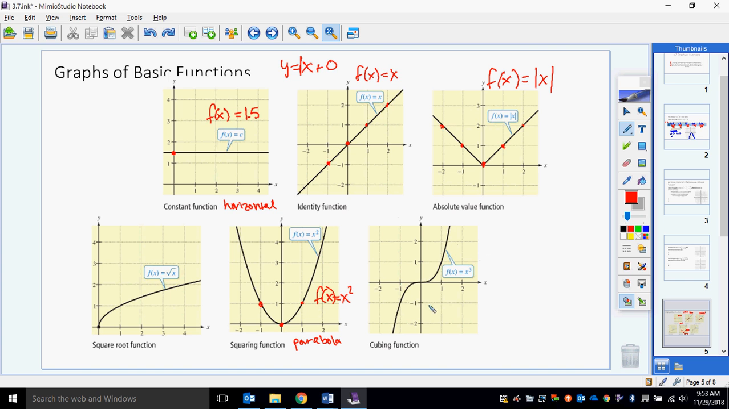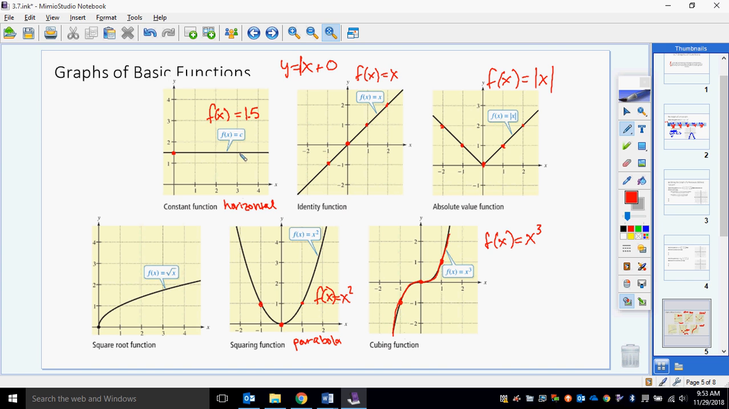And then we have the cubed function. So f of x equals x cubed, any type of x cubed, right? It could be x minus 1 cubed. Anything like that is going to have this type of form where it intersects at 0, it bends upwards through 1, 1 on the right, and then it bends downwards through -1, -1 on the left.